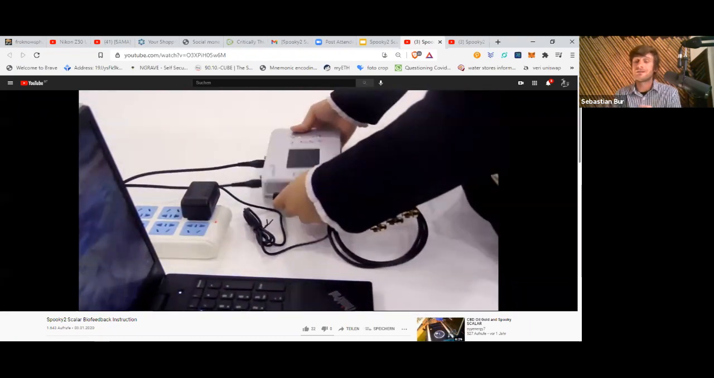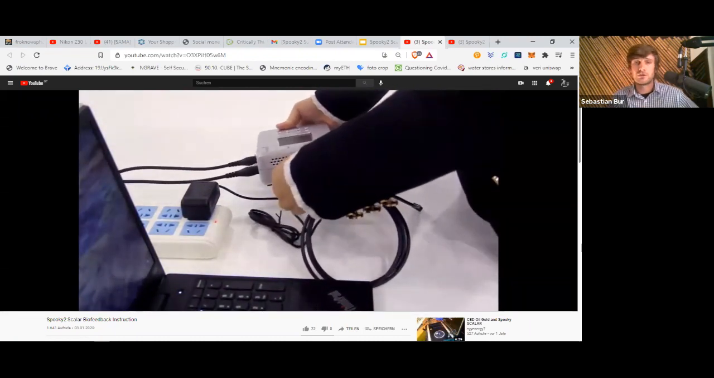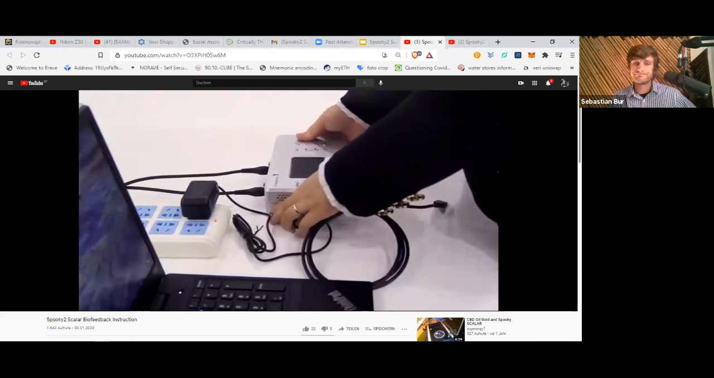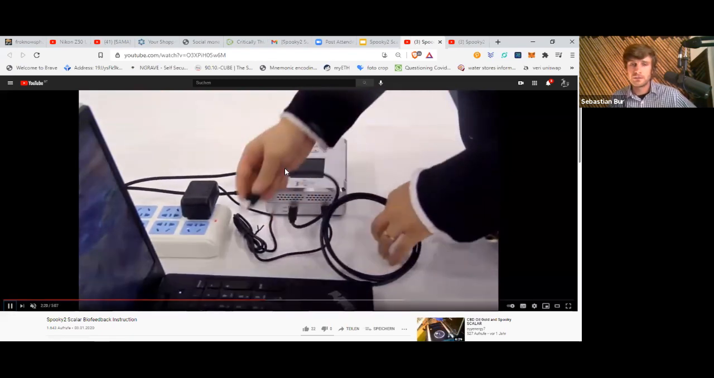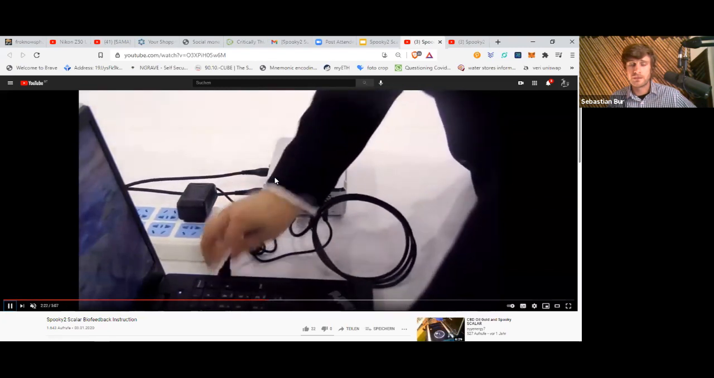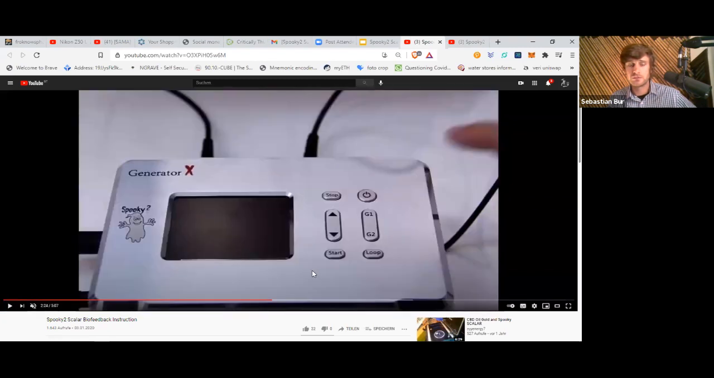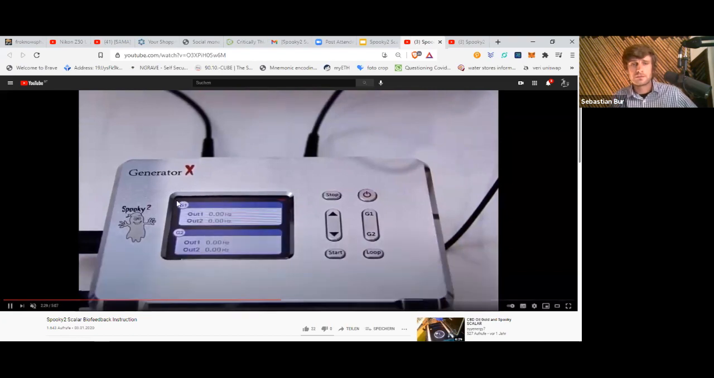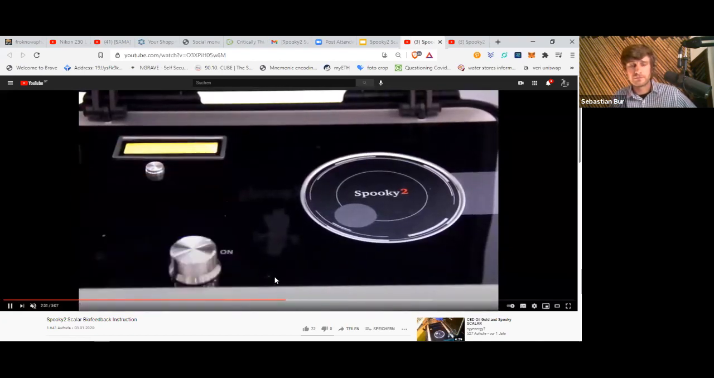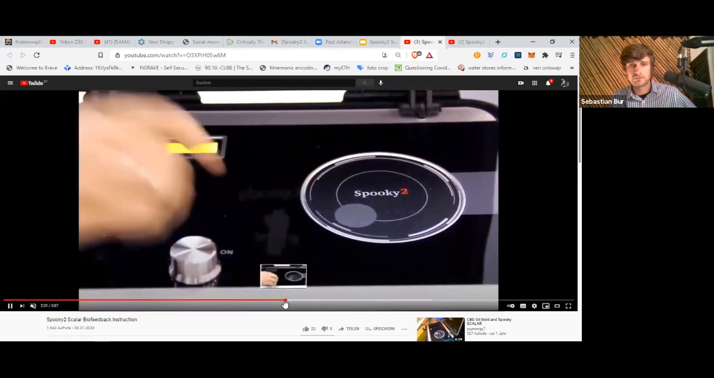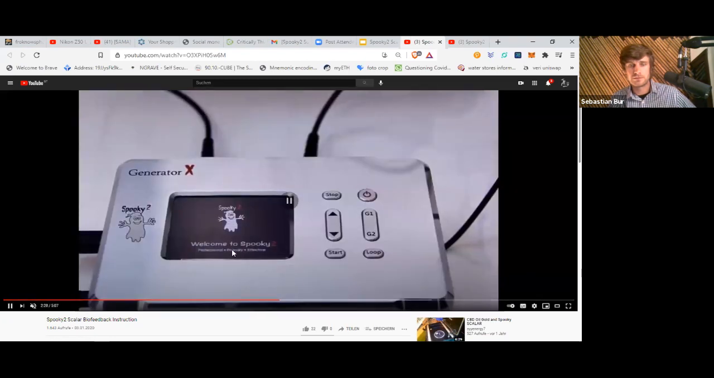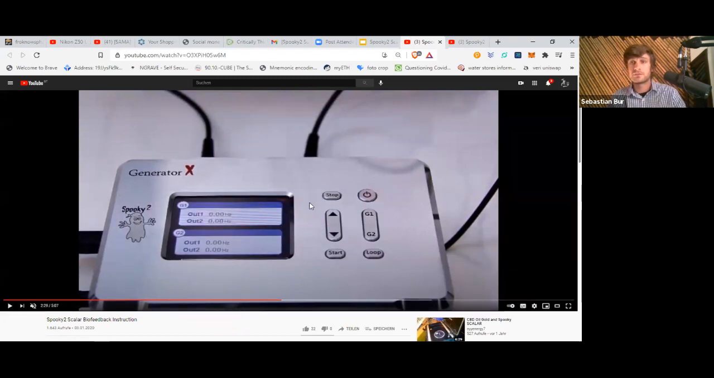Now you obviously also need a computer to run a biofeedback scan. And so this cable you plug into a USB port of a computer, and then you turn the machine on. You turn the Generator X on, and something like this should show. Oh, that went fast. Let me go back. Yeah, you should see these two with some numbers in there. This looks perfect. So then it's connected to the computer.